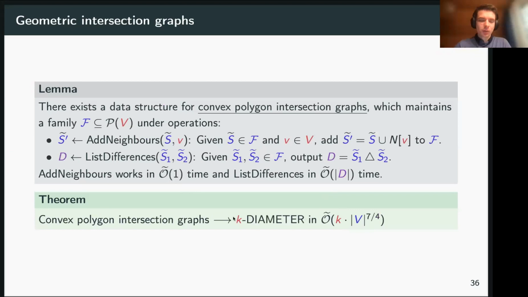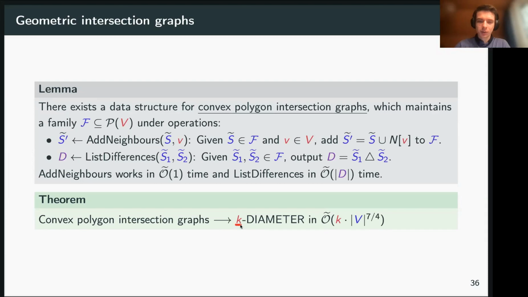The second main contribution is extending the approach to convex polygon intersection graphs, and the key thing here is the data structure and also the divide and conquer algorithm that allows us to apply it to this case. And we get a nice subquadratic complexity here.